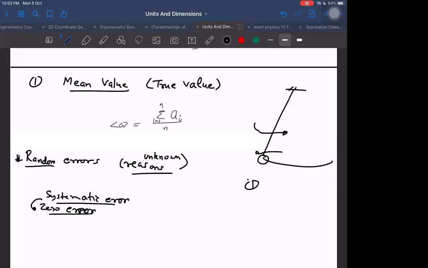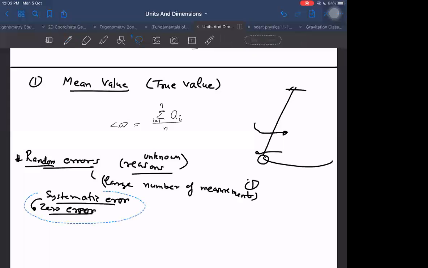Okay, random error. How can we reduce random errors? These can be reduced by taking a large number of measurements and then taking the average of those measurements. That is a way to reduce this.